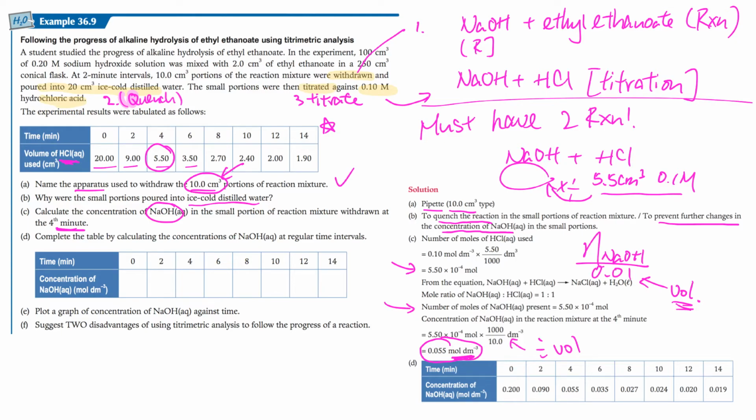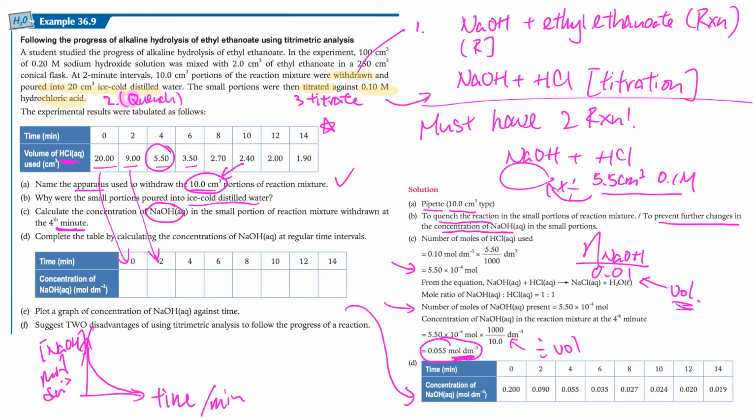So we try to convert all the volumes into a concentration for NaOH, and you get a table like this. Try it out by yourselves. Next, we're going to plot a graph of concentration of NaOH against time. Time has to be in minutes. Concentration has to be in mole per dm cube. As time goes by, the concentration will drop this way.